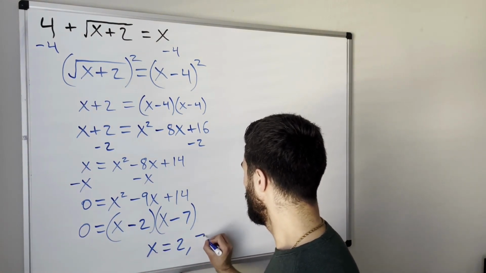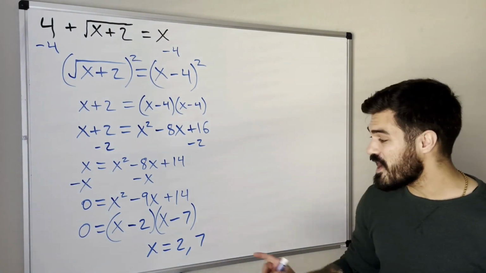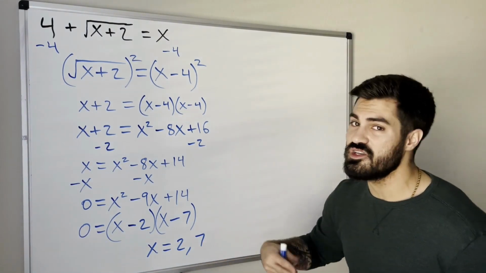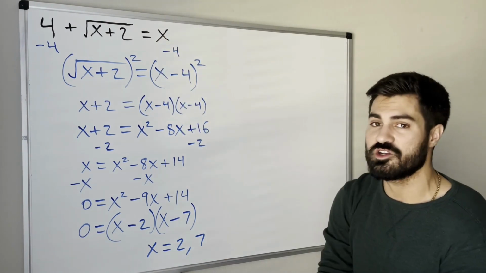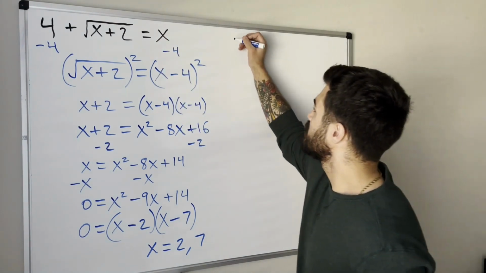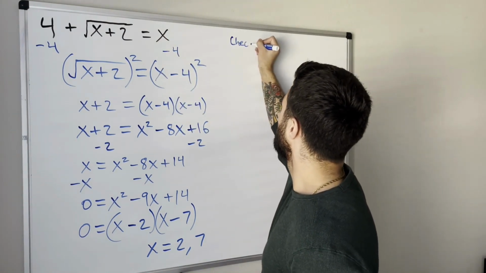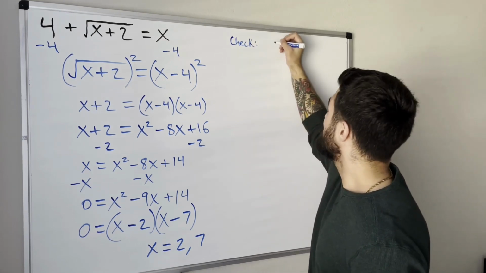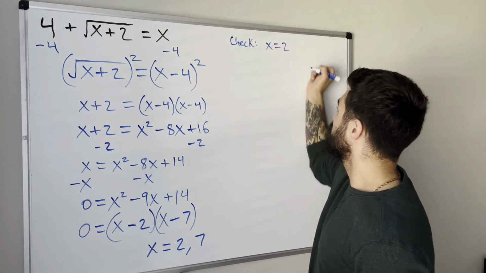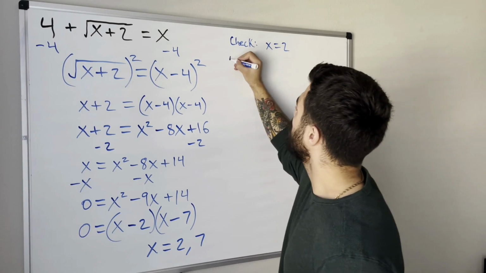2, and 7. So let's go back and check each of these solutions to see if they're even solutions to the original equation at all, okay? So off to the side here, let's check. Which one do we want to check first? Let's just check x equals 2 first. When I plug in 2, what do I get?